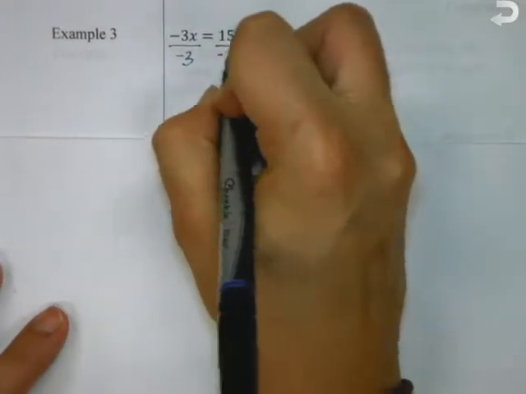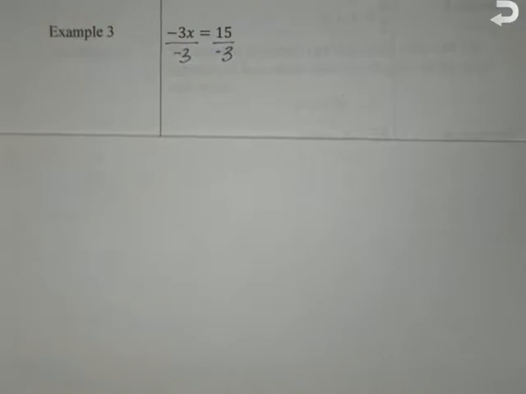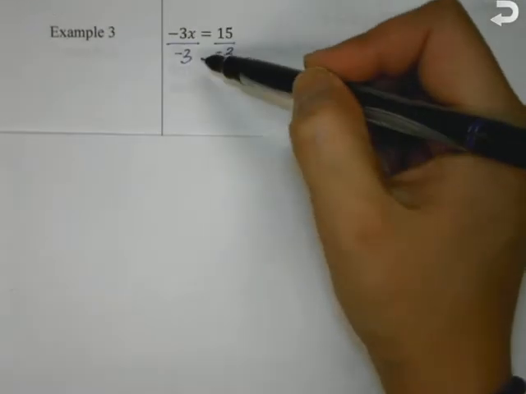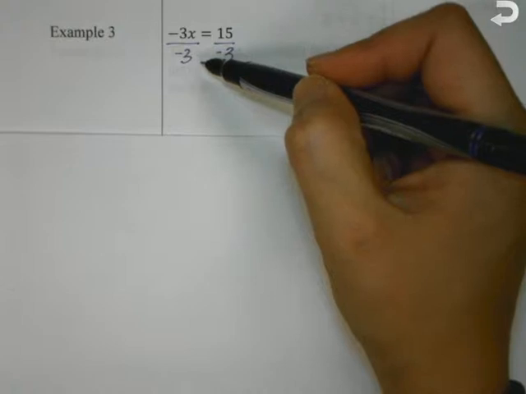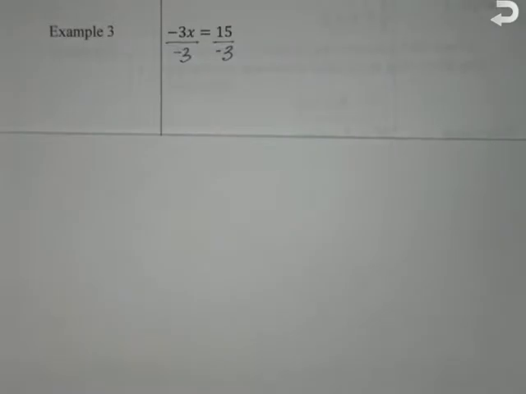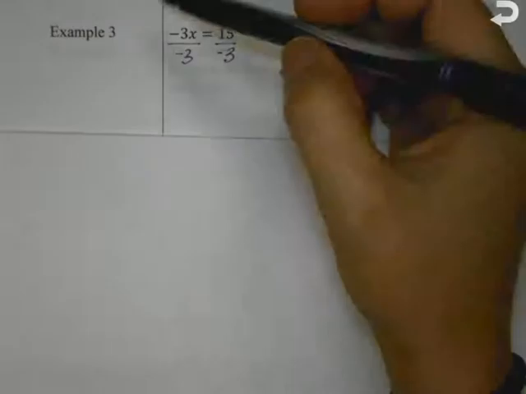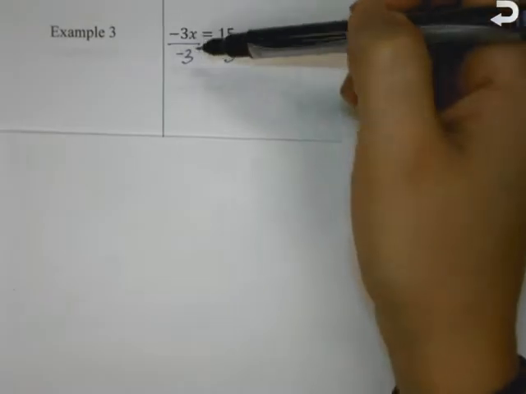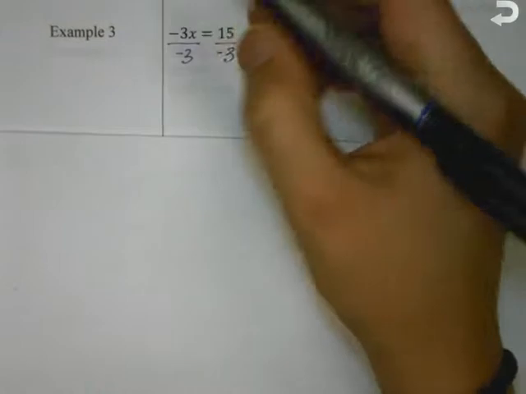Okay, now I need everybody to think about this really quickly. What is negative 3 divided by negative 3? 1. It's 1. It's not 0. So these aren't canceling each other out this time. They're reducing to 1. Okay, so when we're multiplying or dividing, we're actually reducing it to 1.